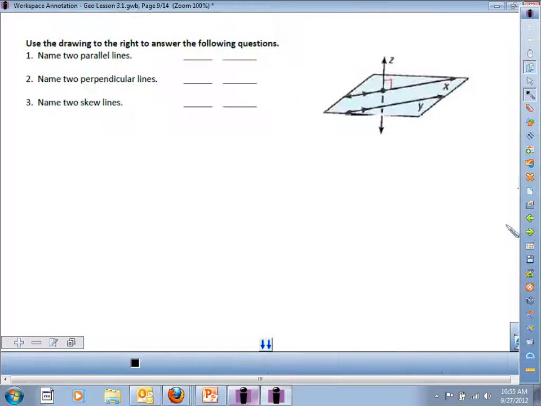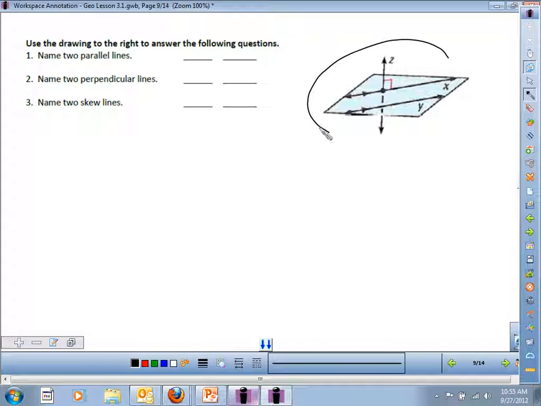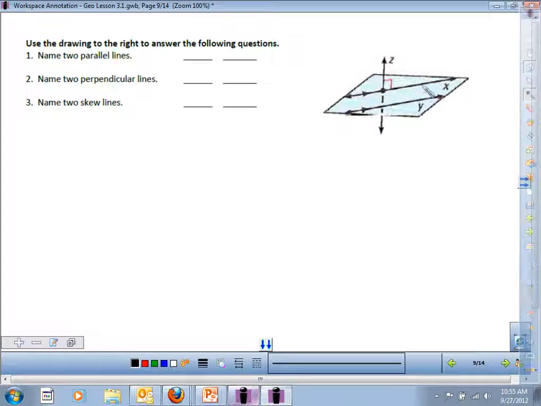Let's go through a few examples. So let's look at this simple drawing over here. We just have a nice pretty plane. We have a few lines there. Let's name two parallel lines. Well, the parallel lines would be the two that lie in the same plane and don't intersect. So that would be line X and line Y. Now, I'm not going to put my symbols on there. We're just going to assume that those are lines. Now, let's name two perpendicular lines. So what we're looking for is a little box right here. Here we go. So my two perpendicular lines would be Z and X.